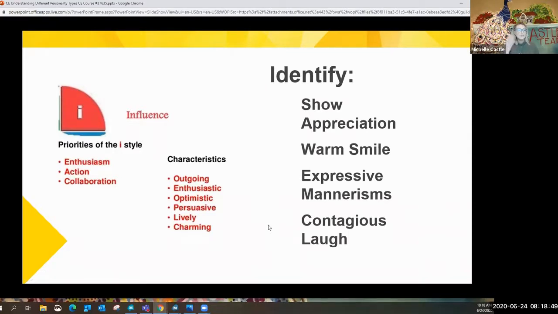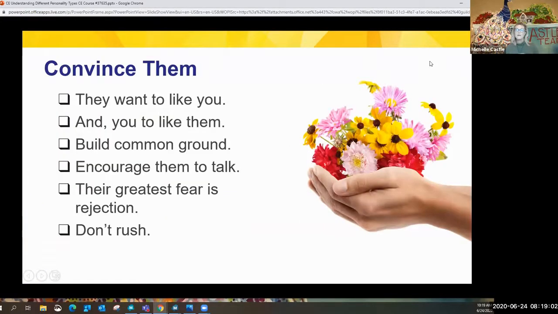They'll be talking with their hands. They laugh and smile and have a good time because life is just a lot of fun. And they like people. So with an I, they want to like you. So, we talk about all the time that you do business with people you know, like, and trust. With an I, it's really important that they like you and you like them. They want that rapport. So they're going to always be trying to build common ground.